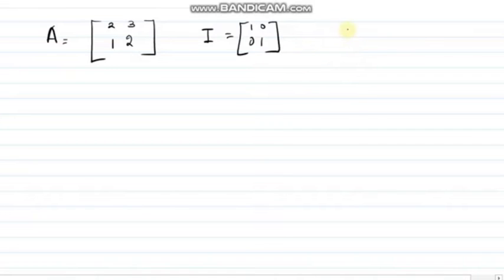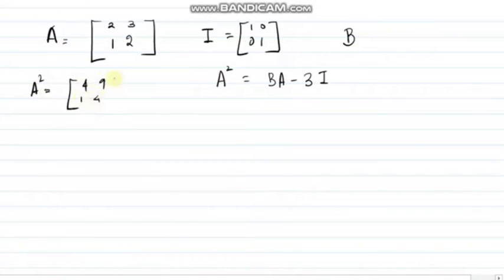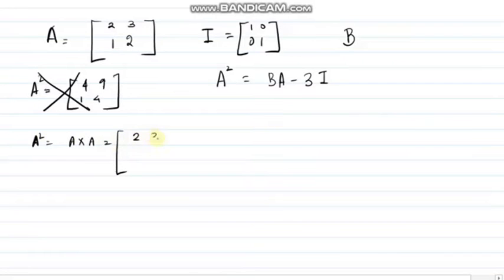So we have to find the matrix B such that the condition given is A square equals BA minus 3I. Please be very careful about this type of sum. A square doesn't mean that you write A square by just squaring the elements. No, this is not your A square. A square will be A into A. So we have to perform the matrix multiplication.